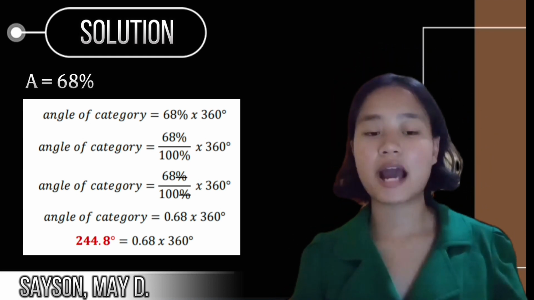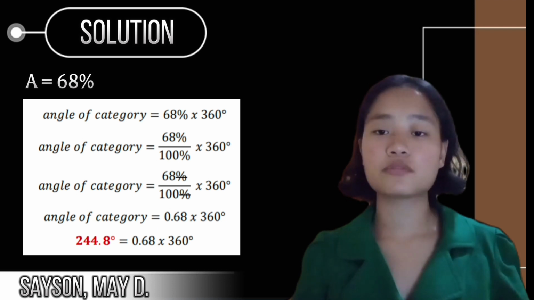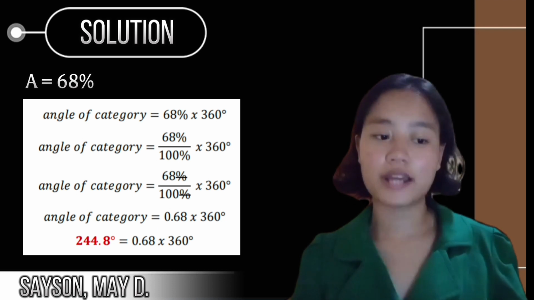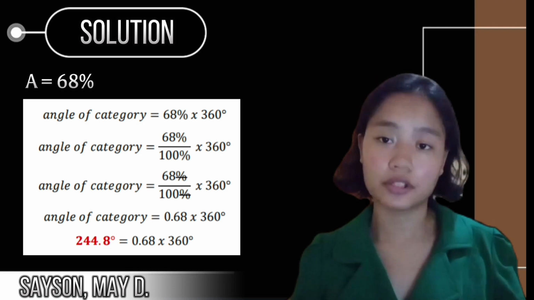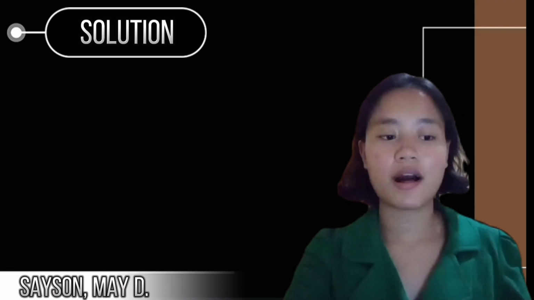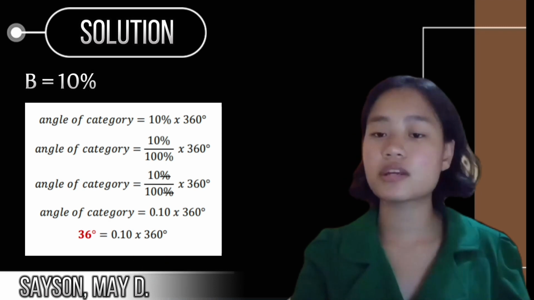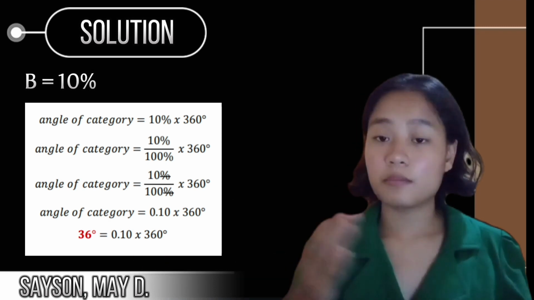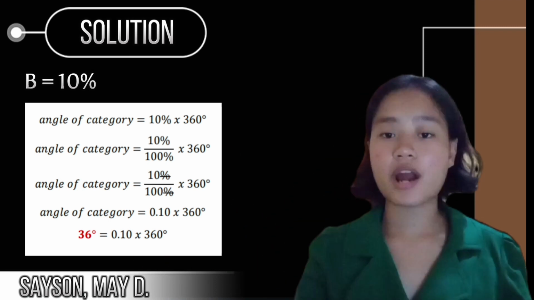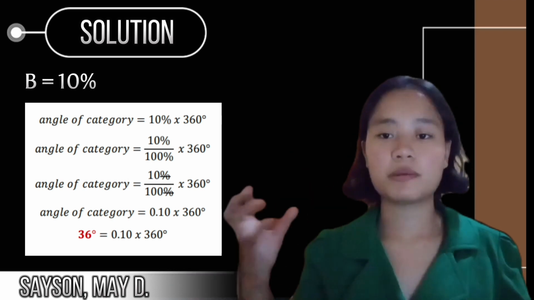And then, after we cancel, we solve them first. 68 over 100, we have 0.68. Then multiply them by 360 degrees. We get 244.8 degrees. We do the same thing to the other set of values. B, 10%. Just substitute the values in the same equation until you get 0.10. Multiply by 360 degrees, and you get 36 degrees for the 10% of people who choose to walk.